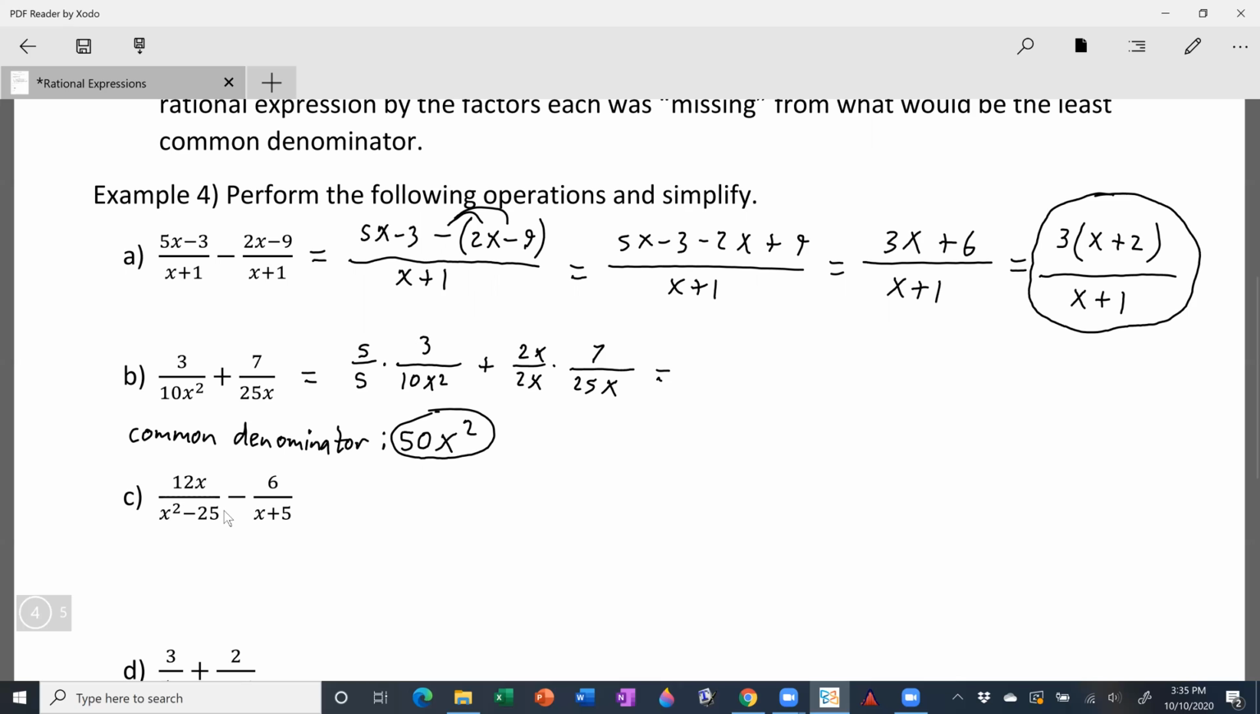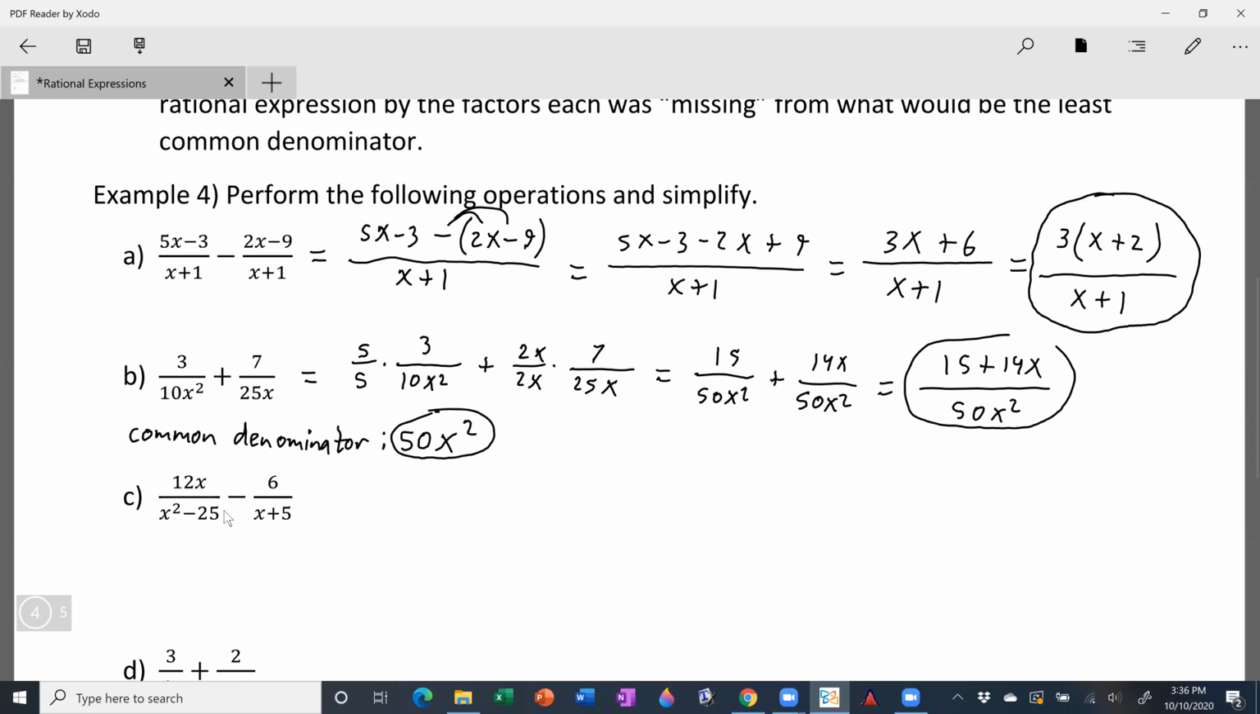Okay, so now straight across the top, this one becomes 15 over 50x squared. And straight across the top and bottom, this becomes 14x over 50x squared. Okay, so yeah, a little bit more complicated when there's polynomials involved, when there's variables involved, but now it's 50x squared as the common denominator, and we can go ahead and just add up the top. 15 plus 14x. And there's no simplifying or reducing or canceling that can be done, so that is the answer.